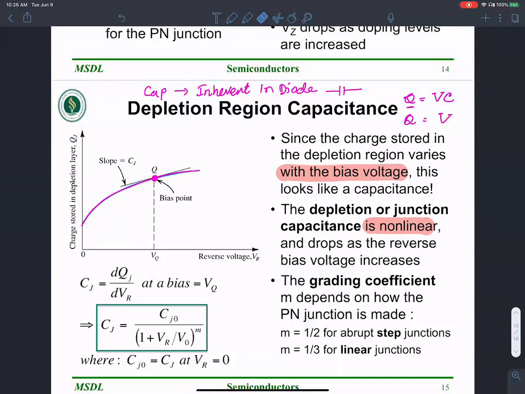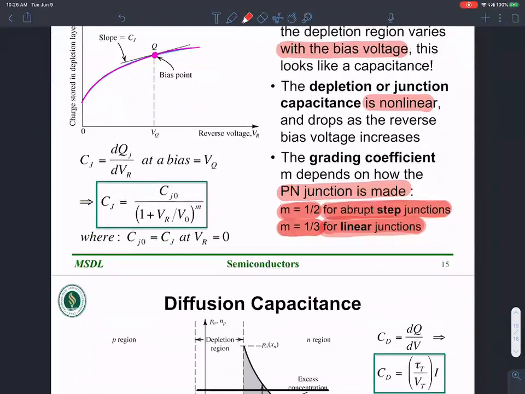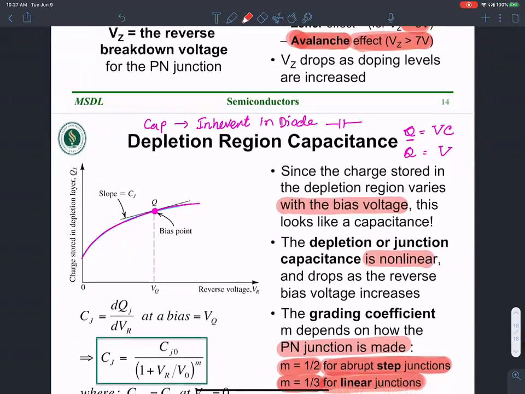There's a gradient coefficient m, which depends on how the PN junction is made. m equals 1/2 for abrupt step junctions, for junctions that have abrupt step-like doping. For linear junctions, where the doping is more linear and there's no abrupt change in doping concentration, the value is m equals 1/3. For linear junctions where the doping is more linearly varying, the grading coefficient is 1/3. For abrupt step junctions, it is somewhere around a half. For regular diodes that we use, it's somewhere in between a half and a third. So that's the idea of depletion region capacitance.